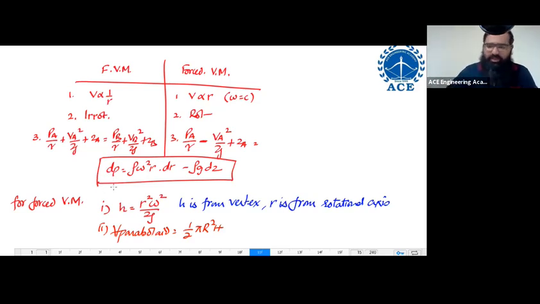I have taken some good questions also. 2 questions I have taken. One was for free vortex motion. The other was for forced vortex motion. And those were the highest level of questions that have appeared in GATE examination.